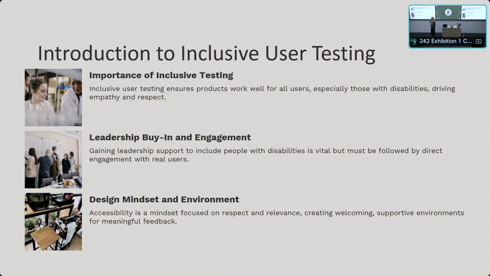So inclusive user testing. Inclusive design starts with inclusive research, and you can only do inclusive research if you're including people. So inclusive user testing ensures that products work well for all users, especially those with disabilities. But you don't know unless you ask. We can have assumptions. We can have ideas of what people need and what they think and how they use things. I've done hundreds of user sessions and I learn new things every time.